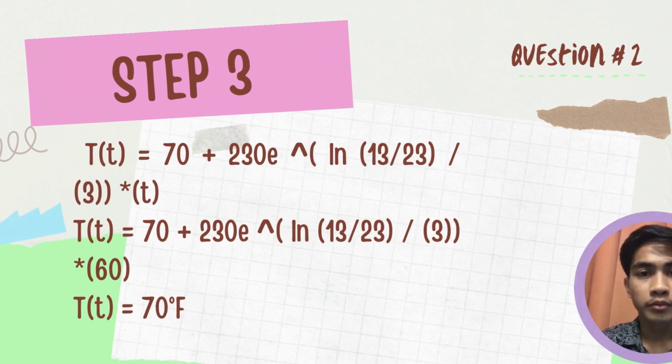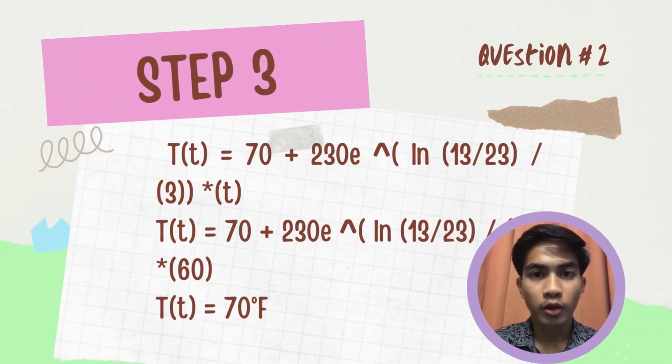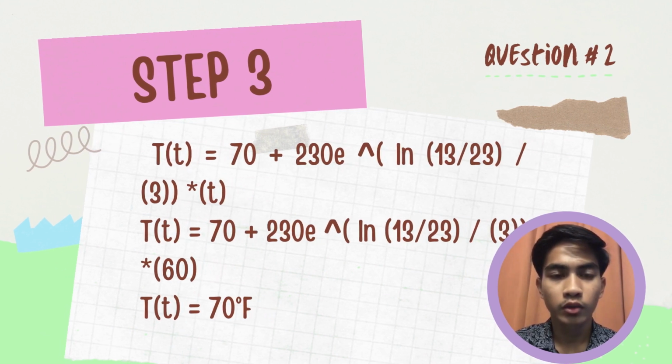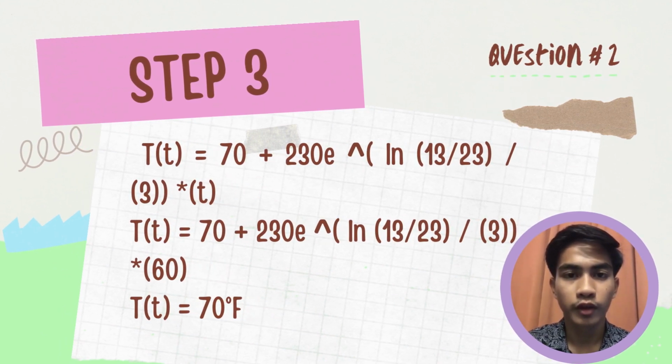For the third step, we enter the value of k into the formula and find the time required for the cake to reach 85 Fahrenheit. So we get the time when the cake reaches 85 Fahrenheit, which is 40.35 minutes.